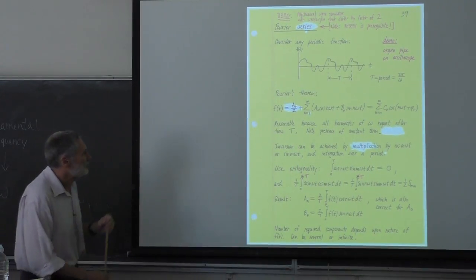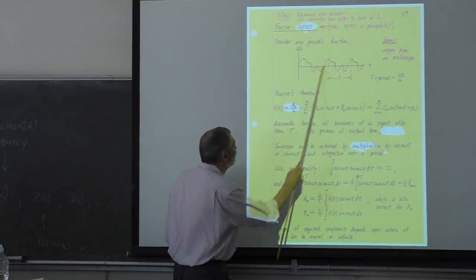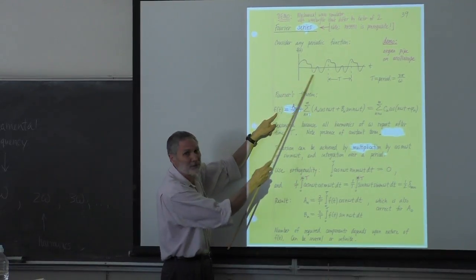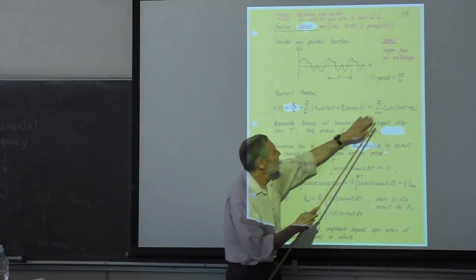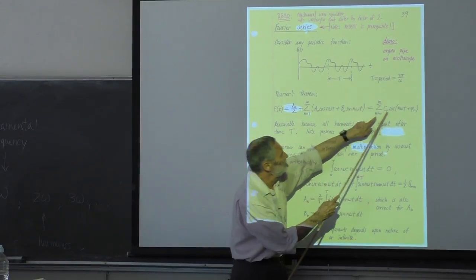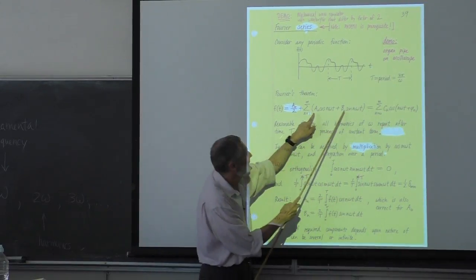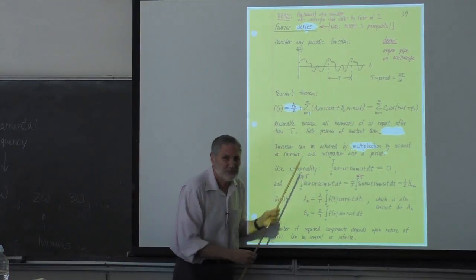Now, there's a problem. We were given the f of t, right? How do we find the coefficients? Now we're going to switch over here. It's convenient, instead of c and phi, let's go to a and b. It's equivalent. How do we find a and b?